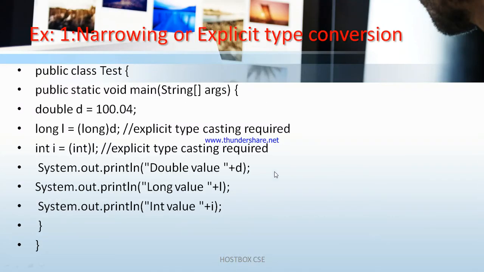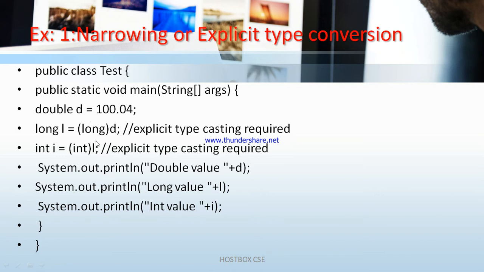Next is another one, explicit type conversion, or narrowing conversion, where you have two examples. First example, I am going to write a program called public class Test1, with the static void main, which you know already. Then I am going to write double d = 100.04 and long l = (long) d, and int i = (int) l.